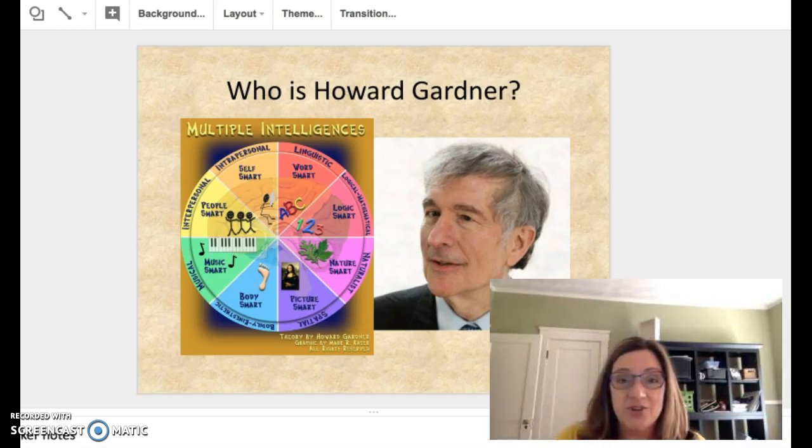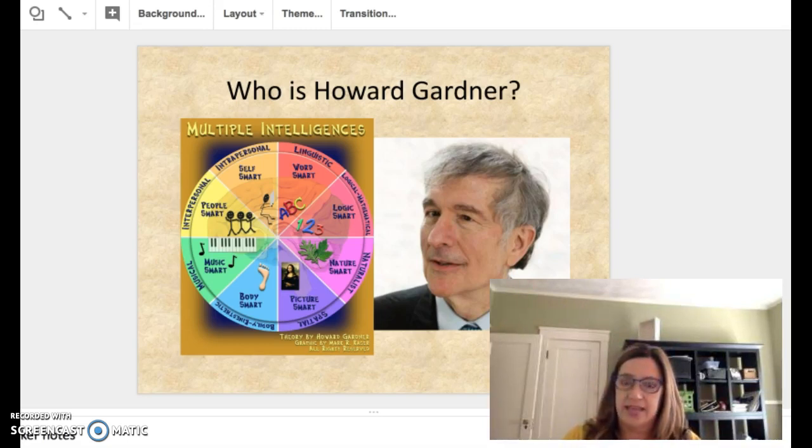So who is Howard Gardner? When you first saw this slide, if you thought he's the guy about multiple intelligences, you would be correct. Howard Gardner is the person who conceptualized the idea of multiple intelligences, and you probably have heard about that. That means he still writes and talks.